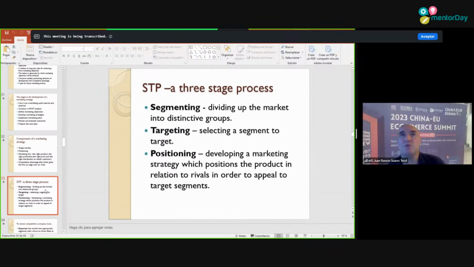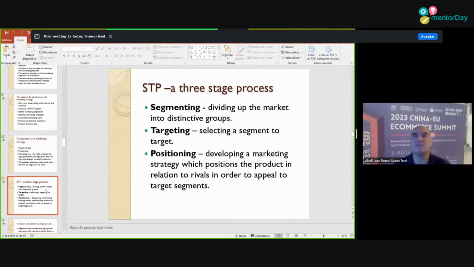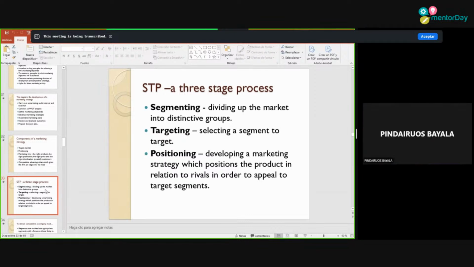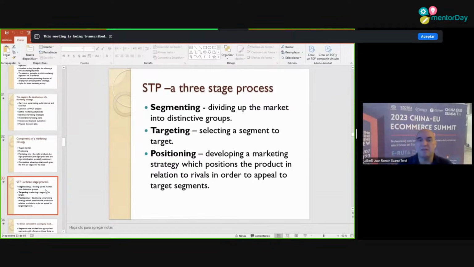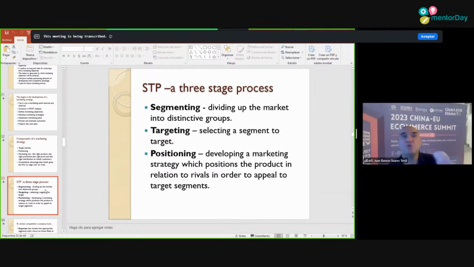We have to segment the universe because we cannot do our strategy for everybody. We cannot sell our product to everybody. We cannot sell aloe vera to everybody in the market. We need to segment the market. We need to segment our distributors as well. And once we have segmented the market, we can choose the different targets we have.